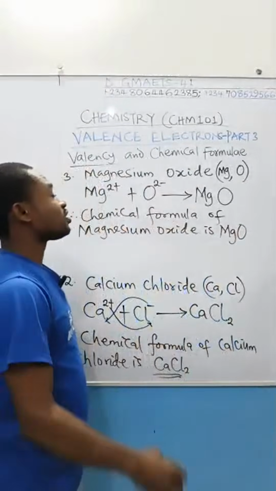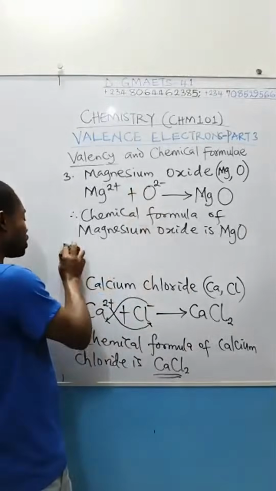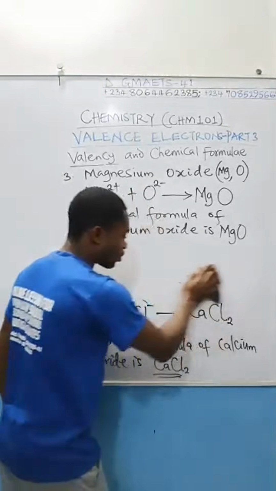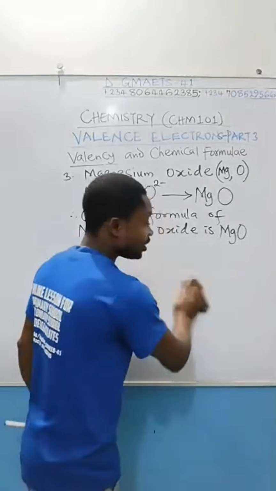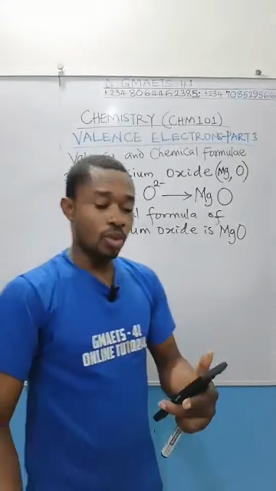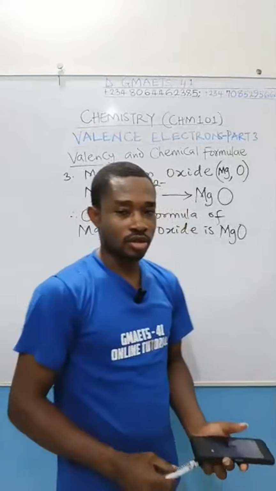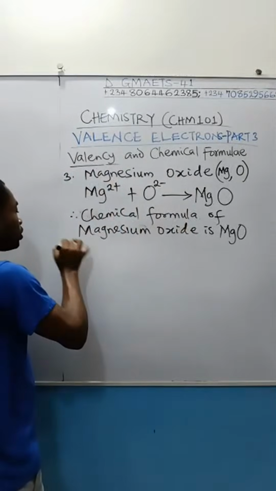Make sure you spend good time on this particular topic. If you give it a whole 1 week, if that is what it will take you to understand how to write the correct chemical formula of a compound, then please give it that 1 week. Don't play with this part of chemistry, please. Let's move on to number 4.